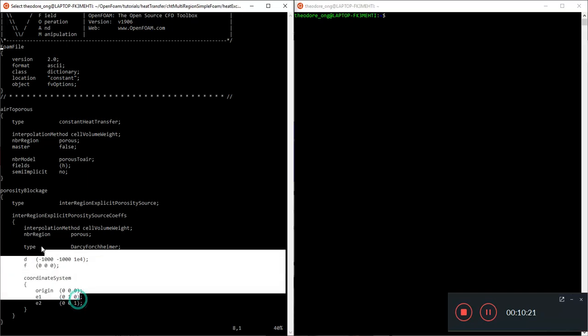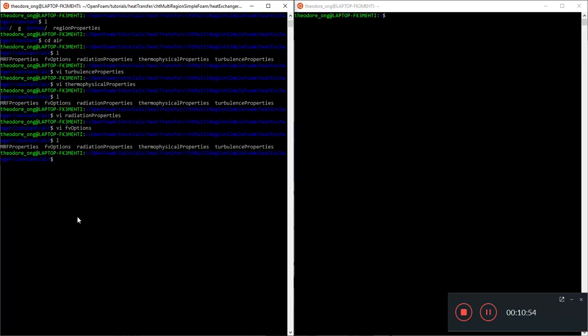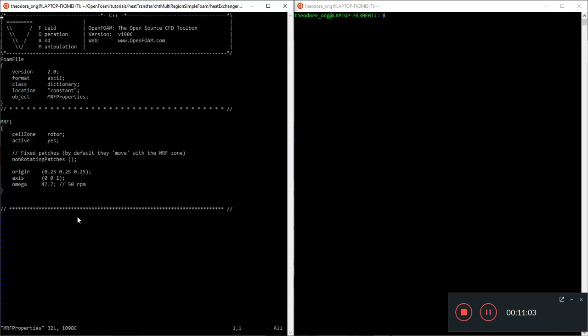And then we have this thing called porosity blockage. So it's probably fluid flowing through some porous media. All right, it uses some Darcy equation. I'm suspecting to calculate some pressure drop, and it will have its own coordinate system. All right, and actually so far we have not discussed flow through porous media. Okay, but these are some of the options you can include in chtMultiRegionSimpleFoam. Let's take a look at MRF properties.